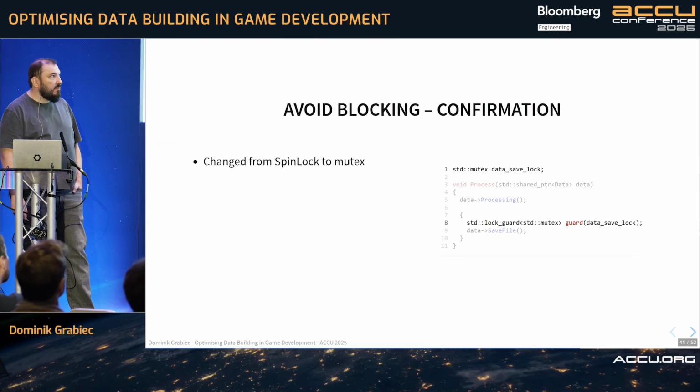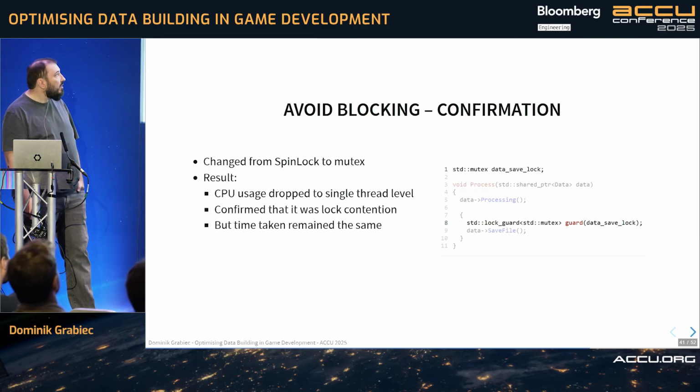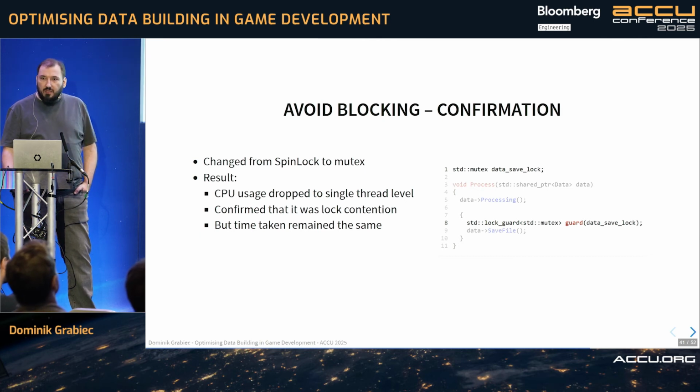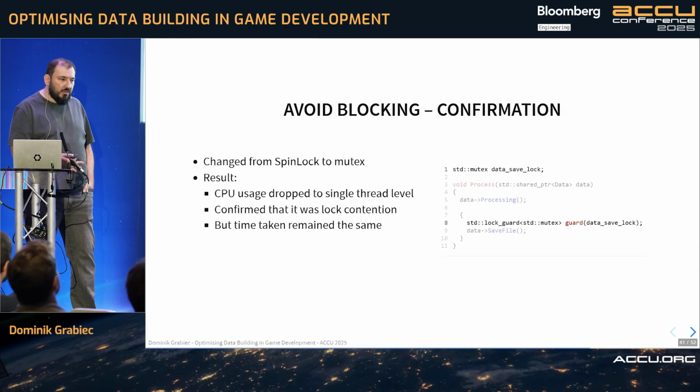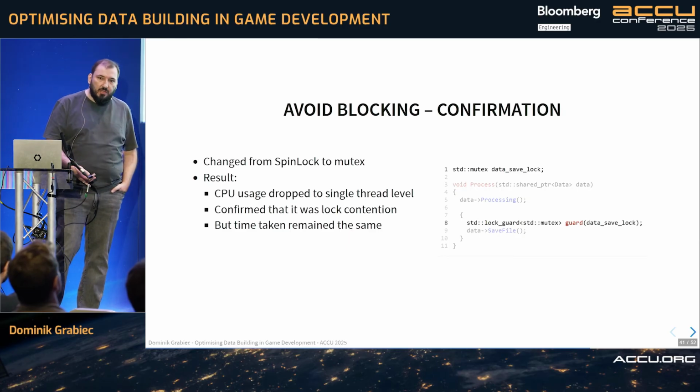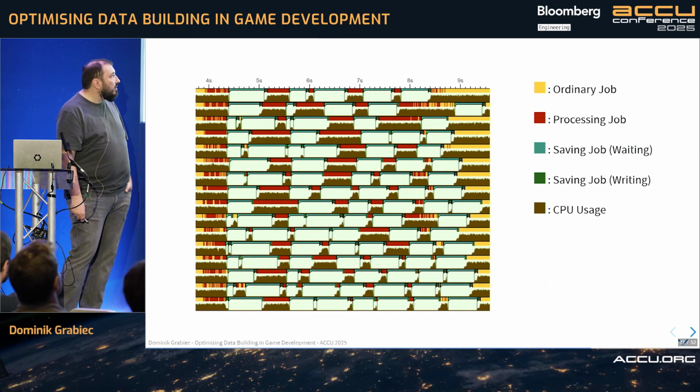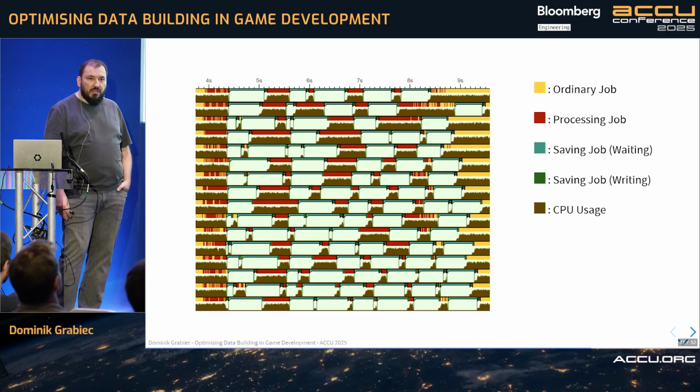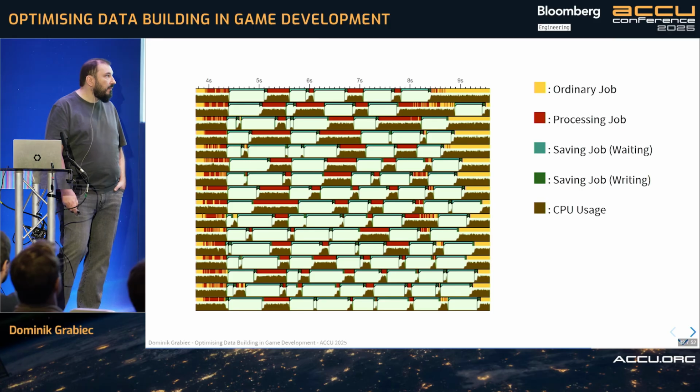So first thing I did, change it to a mutex. Mutex is heavier than a spin lock, but it effectively brings the time down to a minimum. So effectively confirmed that thing, and it basically showed that it was lock contention that was the issue. And in the profile, it looks like this. So now you can see the CPU is not actually doing anything, it's just waiting for a lock.